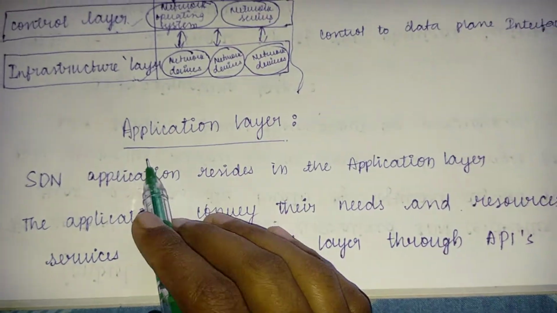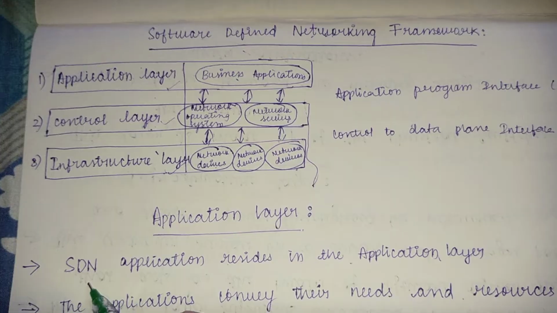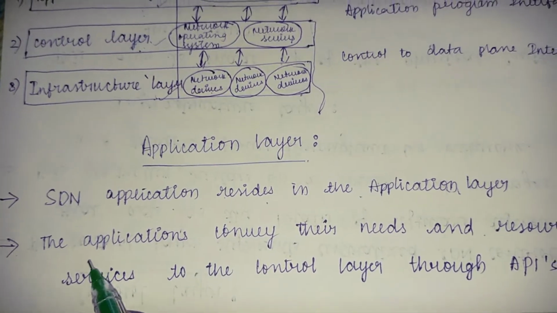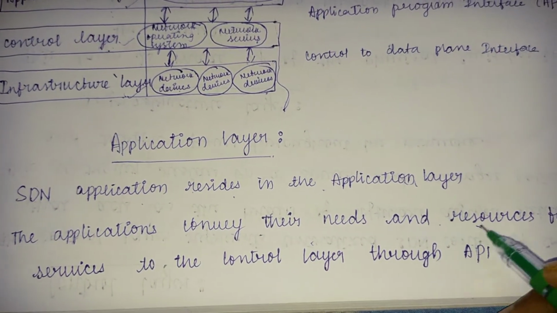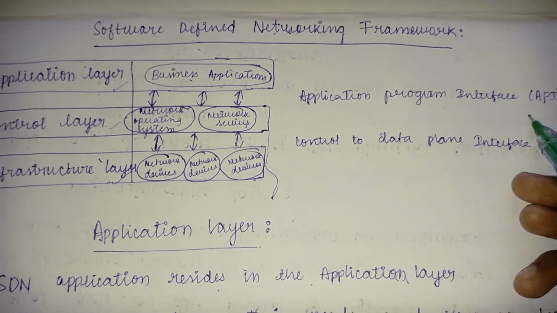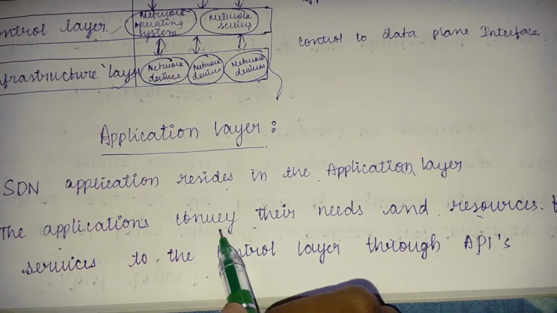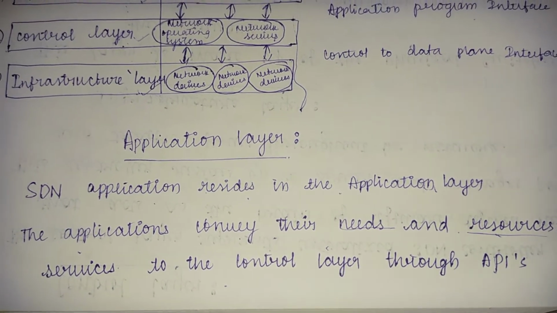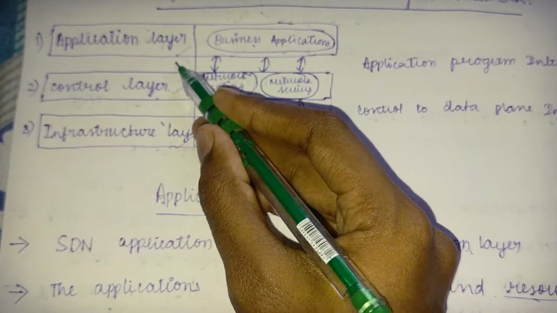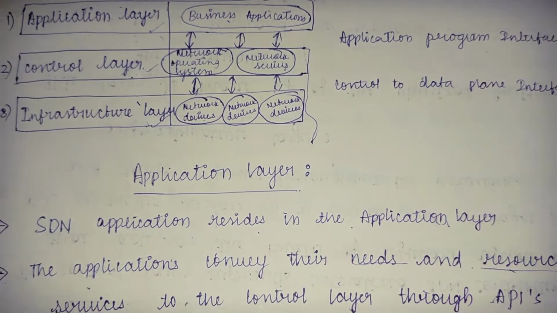Okay, first is the application layer. SDN applications reside in the application layer. So software defined networking applications are part of the application layer. Next, the applications convey their needs and resources for services to the control layer through APIs. APIs are nothing but application program interfaces. So the application layer conveys its needs and resources for services to the control layer through APIs.